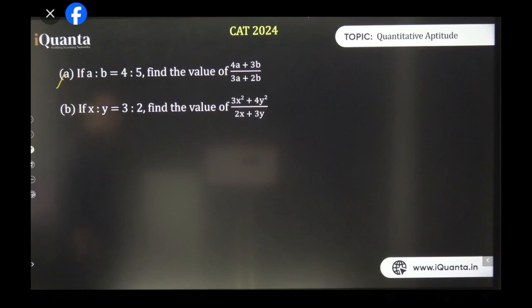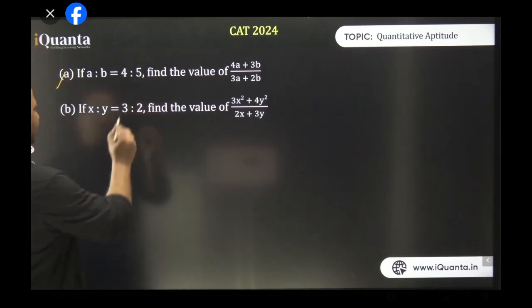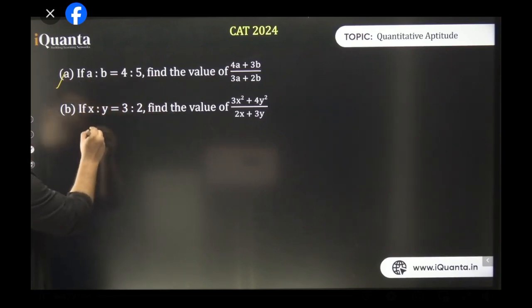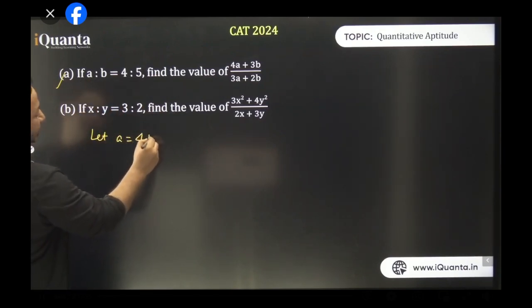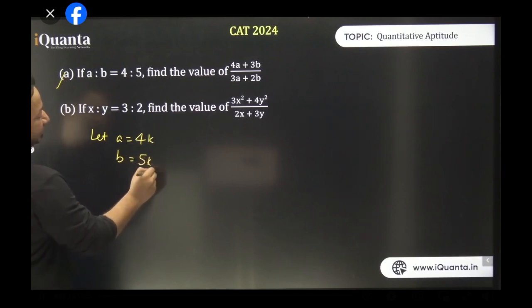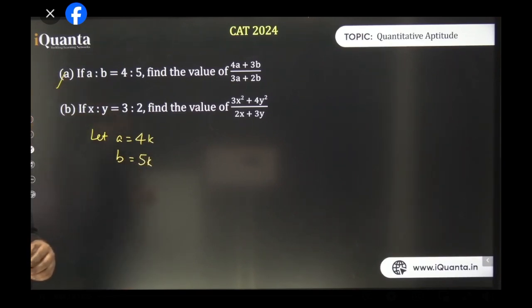All of you have got the answer. So this question is basically for making you understand how we use ratios. Okay, so solving it, we can say let A be 4k and let B be 5k. All right. Is that clear?